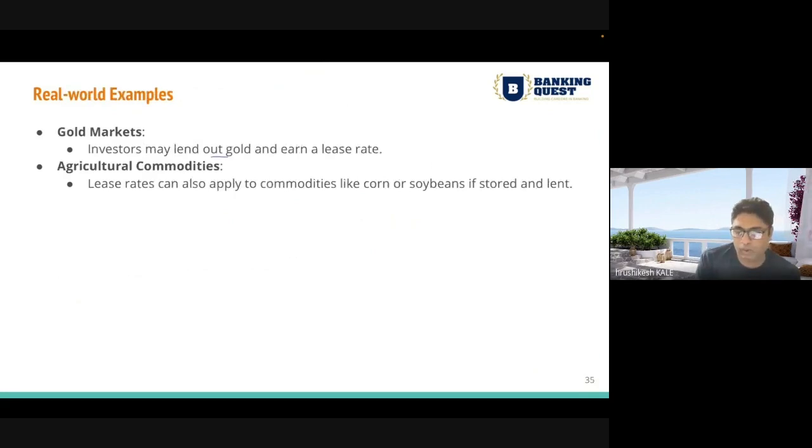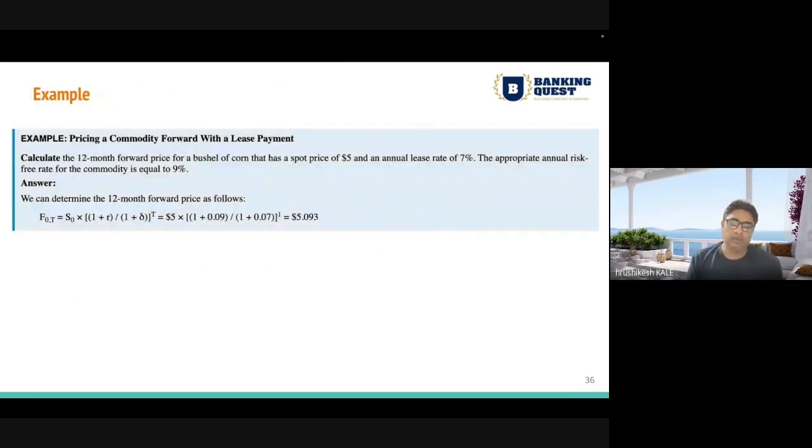Investor may lend out gold and earn lease rate, and in agriculture, lease. So commodities like corn and soybean, if stored and rented, then they get lease on it. So let us try to price a commodity with the help of lease payment. Now, the formula is very simple. As they have already written it, I am not repeating it.